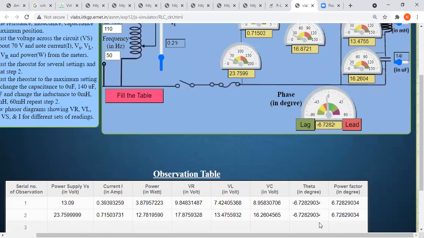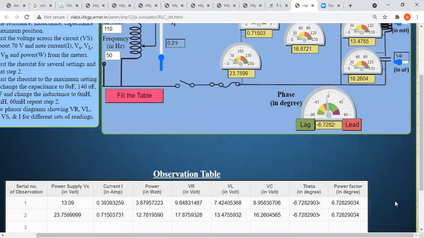And one thing more, in these readings they are only calculating the power factor, but you have to make two more columns here to calculate the resistance and inductance, as we have seen in the manual first. So you have to make 2-3 more columns here as per your requirement to calculate the resistance. How to calculate the resistance? That is VR divided by I. So simply you get the resistance.